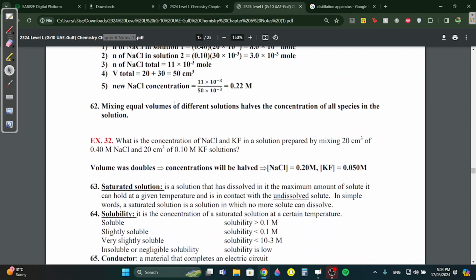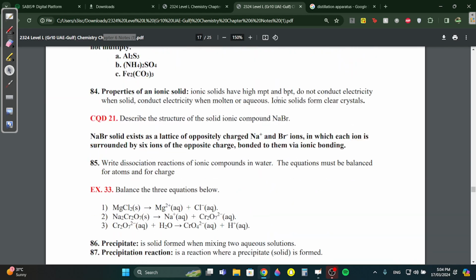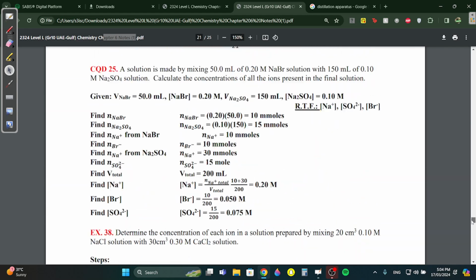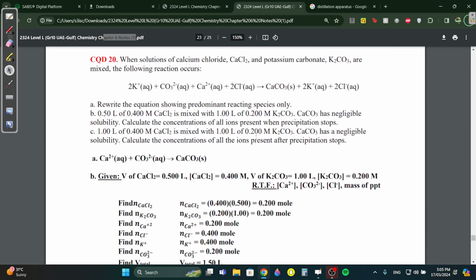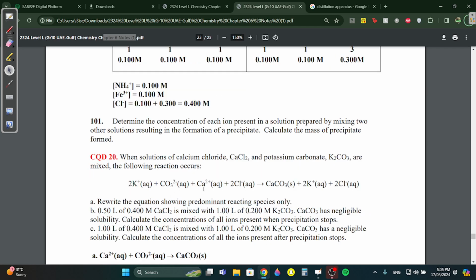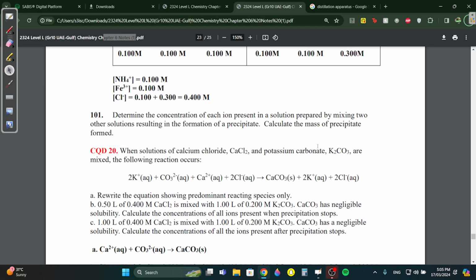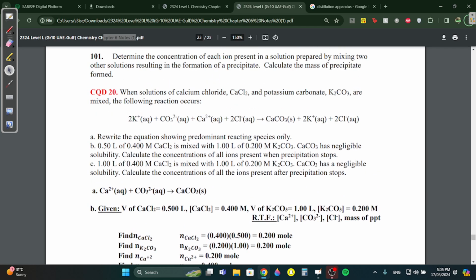Okay, let me go down to the limiting excess. Where is it? Ah, one thing I forgot to mention. They might ask to write the predominant reaction, the overall ionic and the overall non-ionic. They might ask to bring it. Make sure you know it just in case. We'll do this on CQD20. Yeah, let me copy this here.